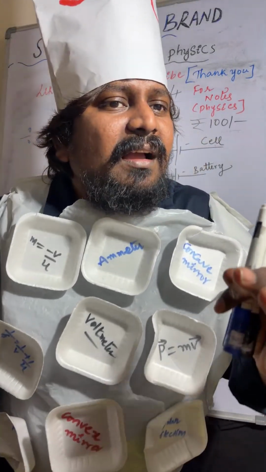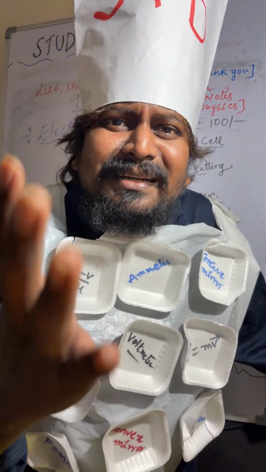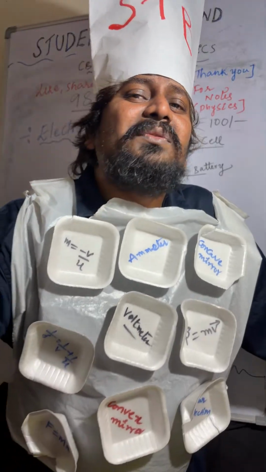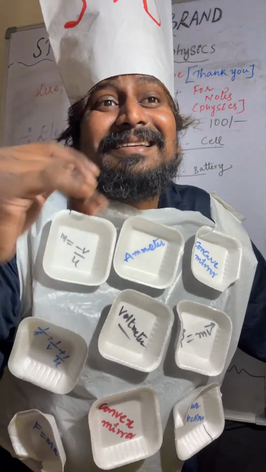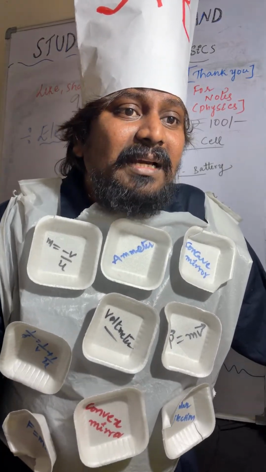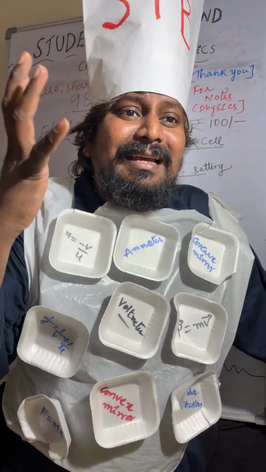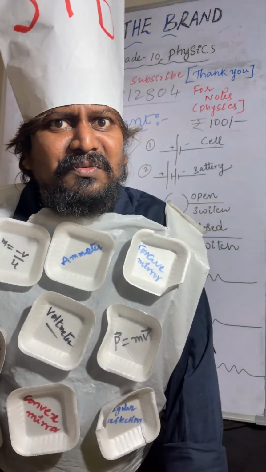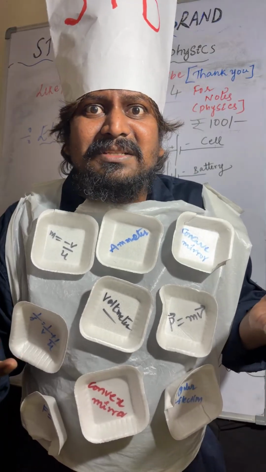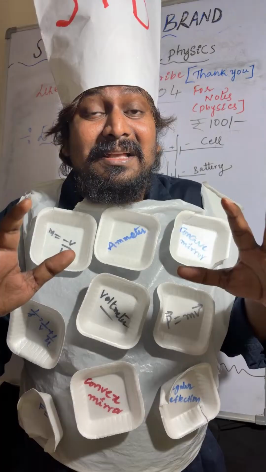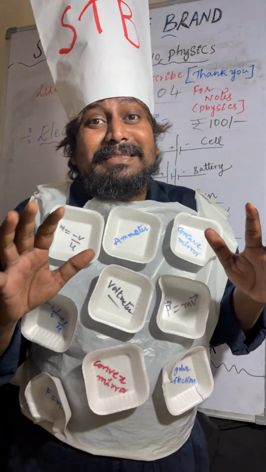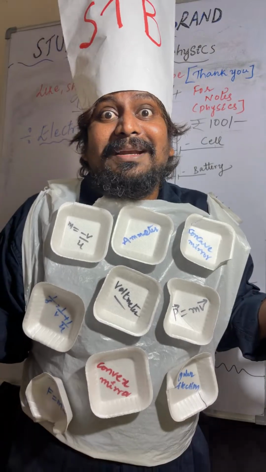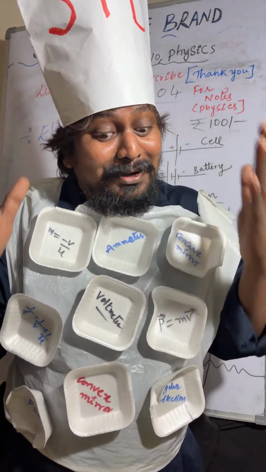And coming to ammeter. What is an ammeter? Ammeter is a device which is used to measure the electric current in the circuit. What is a voltmeter? Voltmeter is a device which is used to measure the potential difference. Ammeter measures the current. Voltmeter measures the potential difference.